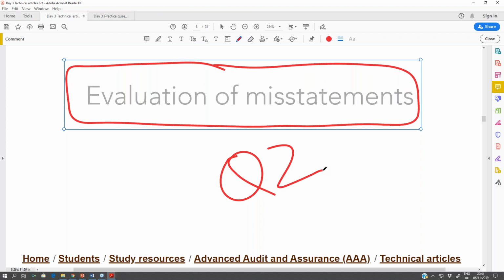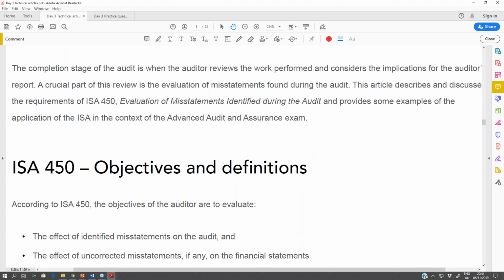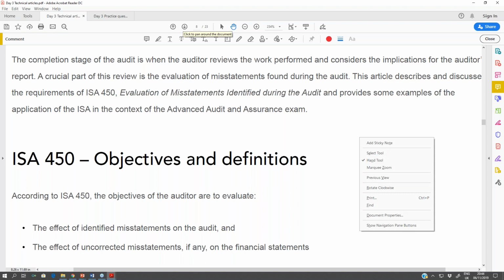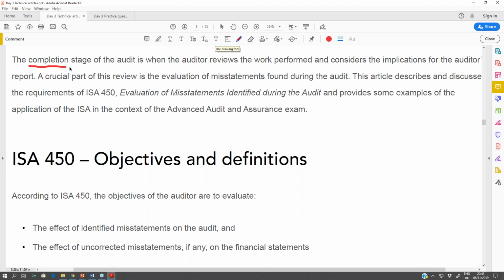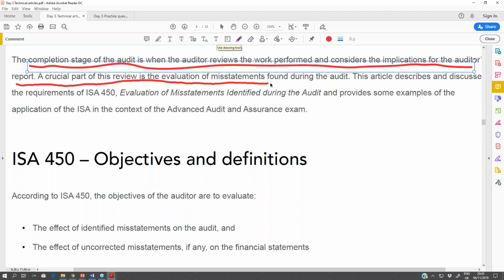Right? So let's see the crucial part of this article. The very first paragraph says the completion stage. I'm reading the first para, just be focused. It says the completion stage of the audit is when the auditor reviews the work performed and considers the implication for the audit report. A crucial part of this review is the evaluation of misstatements identified during the audit. So the examiner is saying the completion stage of the audit is all about the review and the implication for the audit report. And that's what I've been emphasizing since the start of the session. But the examiner says a crucial part of this review is the evaluation of misstatements found during the audit. So in the September 18 paper, we found three misstatements and the examiner was asking us to evaluate them.